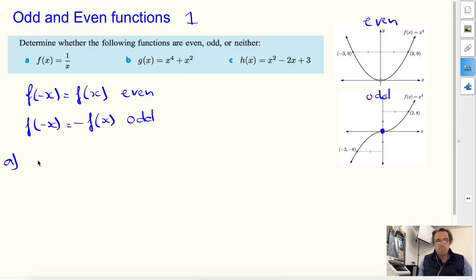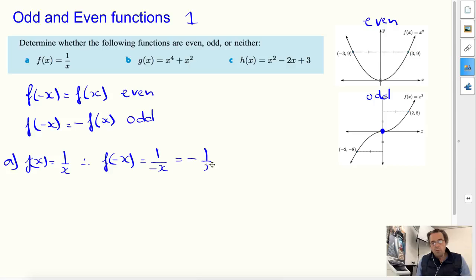So for a, f of x is 1 over x. Now we are going to look at f of negative x. Now if f of x is 1 over x, then f of negative x is 1 over negative x, which is the same as negative 1 over x, which is the same as negative f of x. Hence this function is odd.